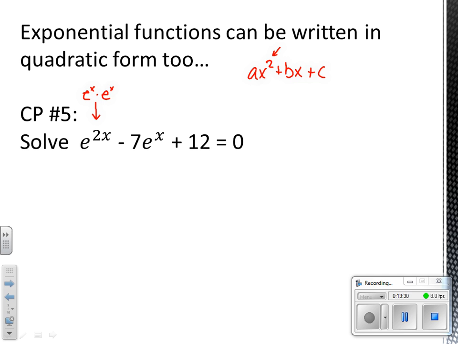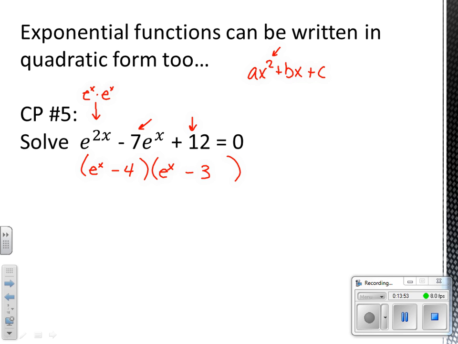I can factor this thing. So try to follow me through here. Break the e to the 2x first. I just showed you that it was e to the x times e to the x. Then do the rest the same. I need factors of positive 12 that make negative 7 when I combine. So I'm looking at a negative 4 here and a negative 3 here.